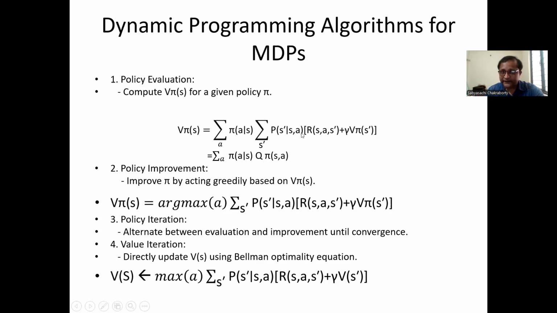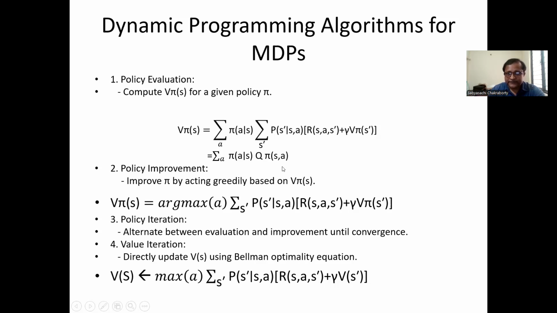The probability defines the possibility of transiting to the next state S prime. We add up this estimate for all S prime, and multiply by the probability of the action given the current state. That is added over all actions, and finally gives the total value function under the policy pi.